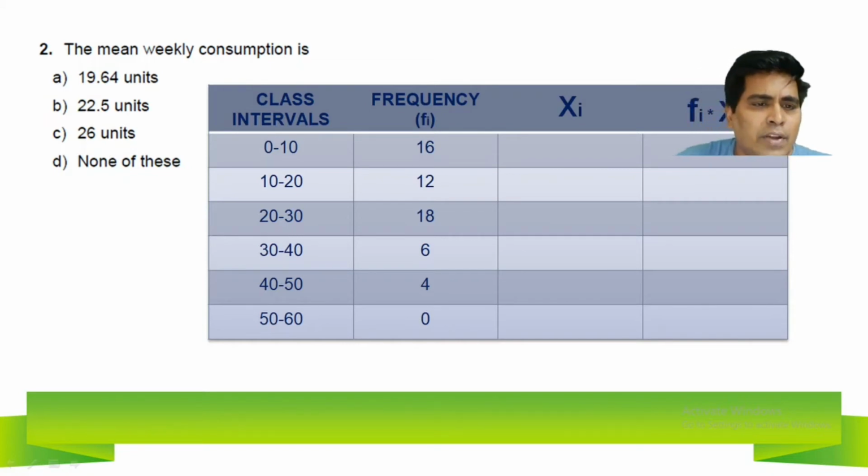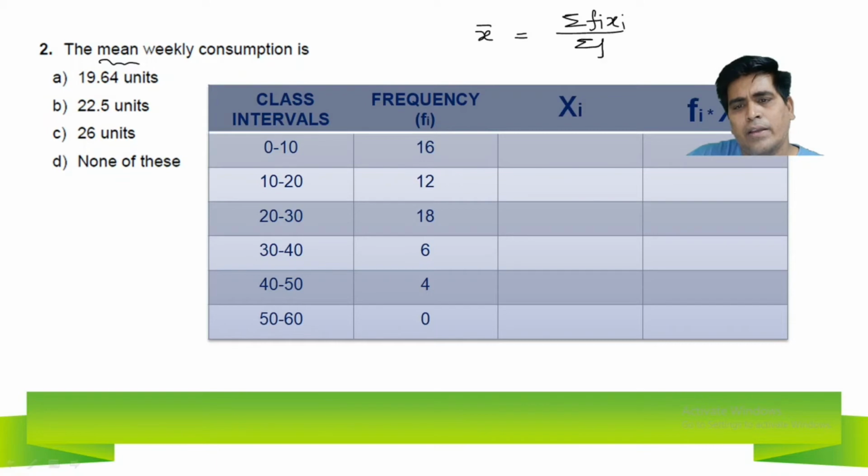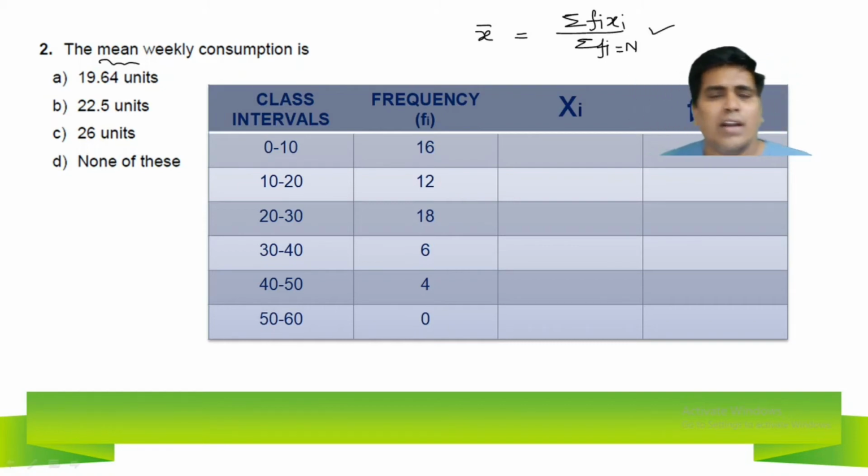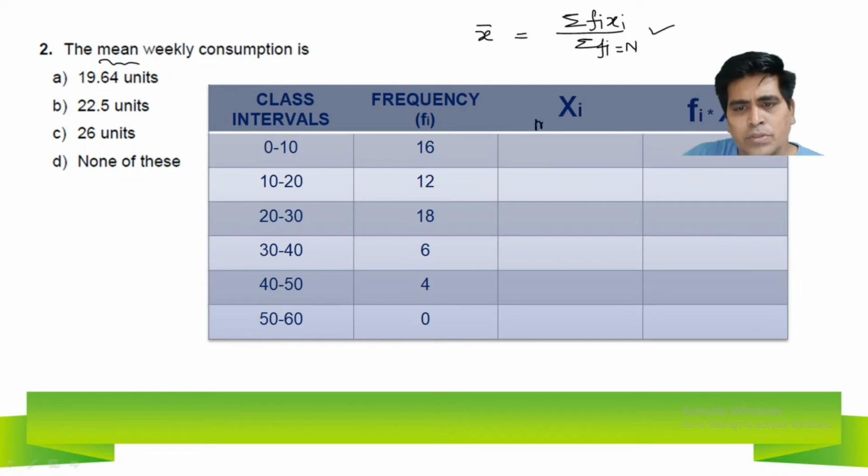So again, ask yourself how to find the mean. So for the mean formula, I am using the direct method. That is x bar is equal to sigma fi xi by sigma fi, that is nothing but n. So I am using the direct formula. For that I require the mid values. Here I am writing the mid values.